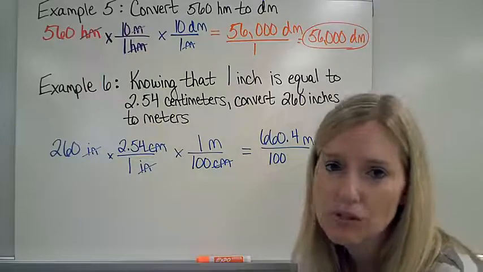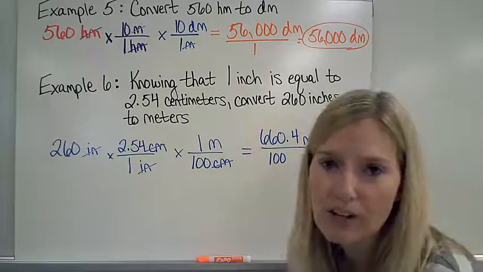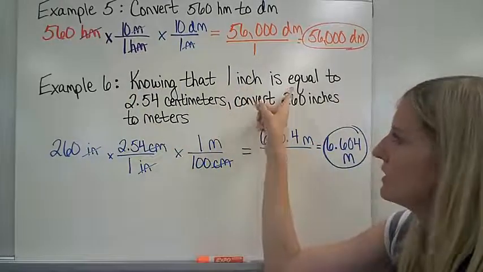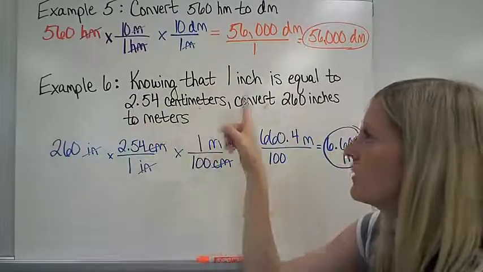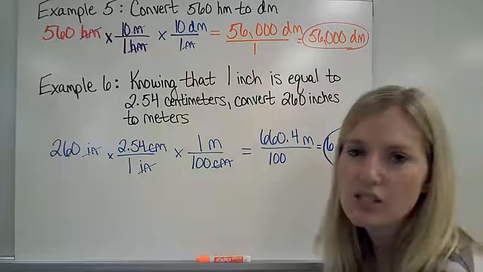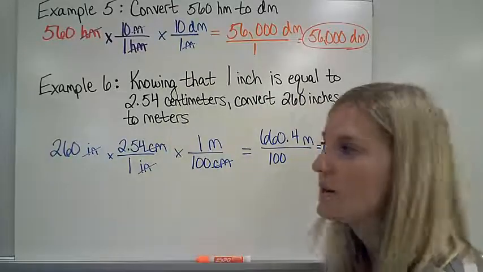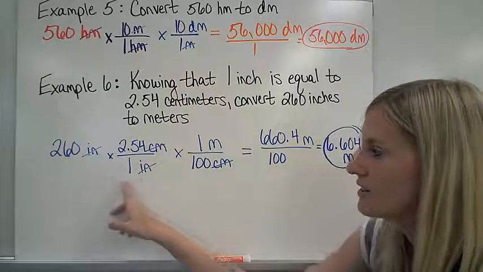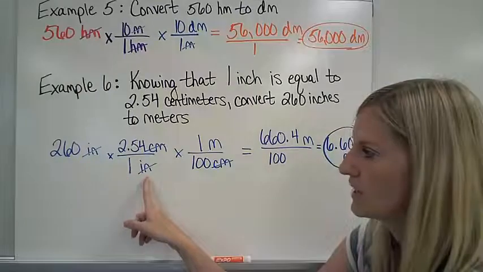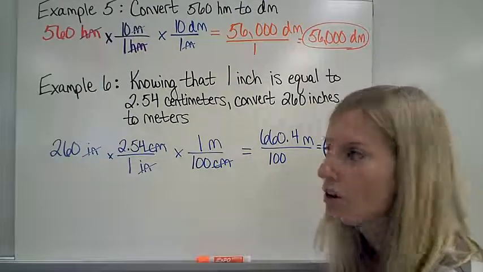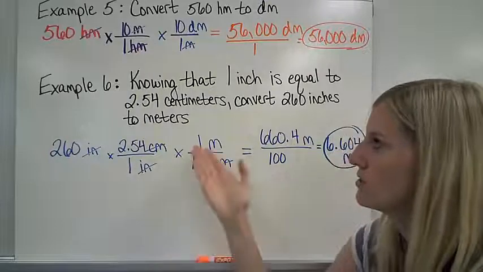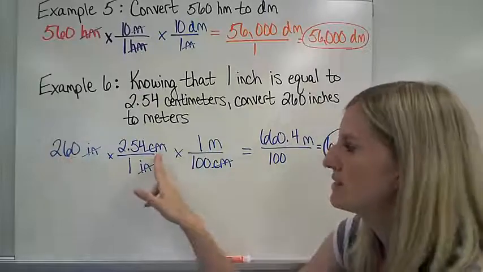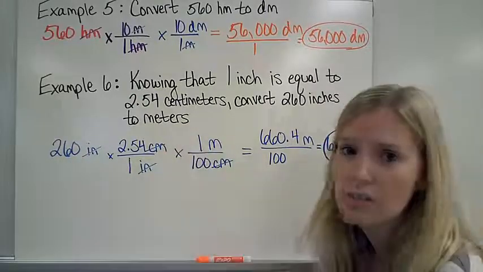My last example shows you an example where moving the decimal point would not get you the correct answer. So if I know that 1 inch is equal to 2.54 centimeters, I need to convert 260 inches to meters. First step, write your original measurement, 260 inches. I'm going to convert inches to centimeters. Inches goes on the bottom, so they cancel. Centimeters goes on the top. I know that 1 inch is equal to 2.54 centimeters because the problem told me that they are equal. Then, that would just get me centimeters though. The problem wants me to change it to meters.